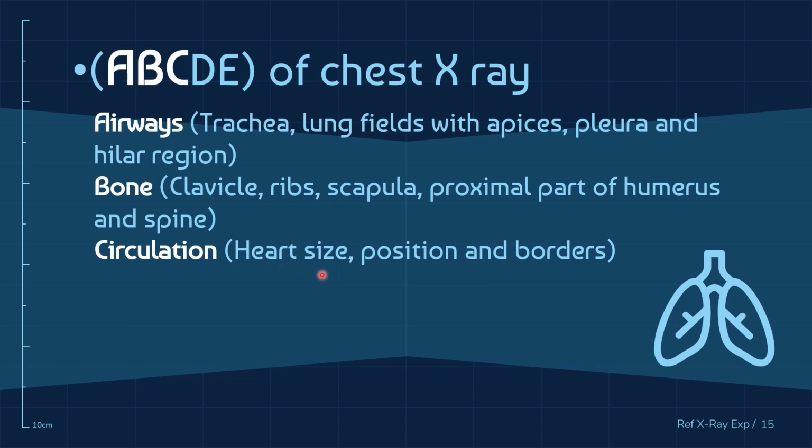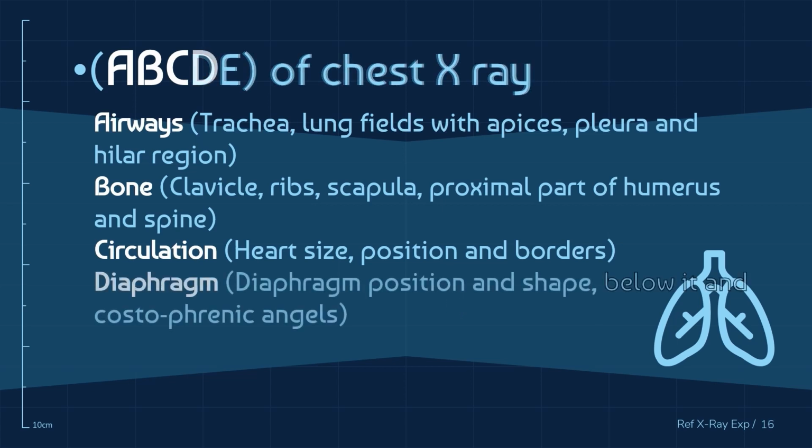The heart size is where you use your cardiothoracic ratio, which is basically the ratio of the size of the heart from each border to the outer margins of the thorax, and this should be less than 50%. If it is more, then this can indicate cardiomegaly. And also the aortic knuckle, you should also comment on it. It should be visible along with the position and borders of the heart.